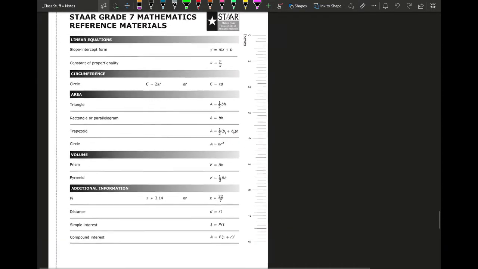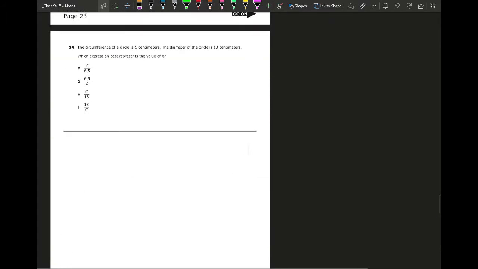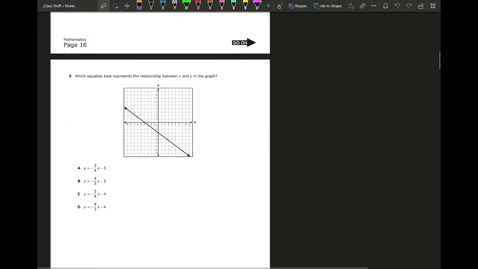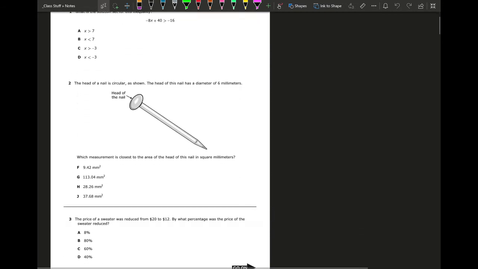We use area and volume a lot whenever we take the STAAR test. So without further ado, let's go ahead and see. This is going to be like 13 questions or so.